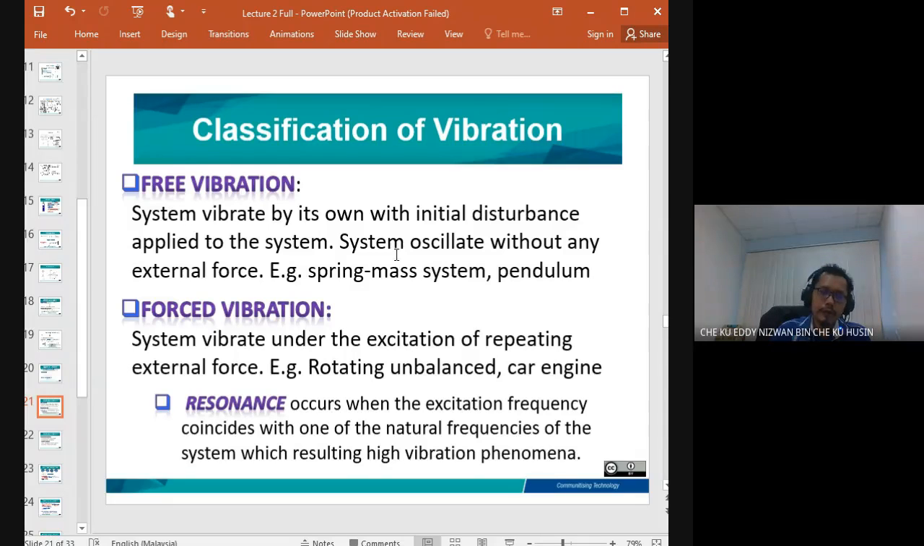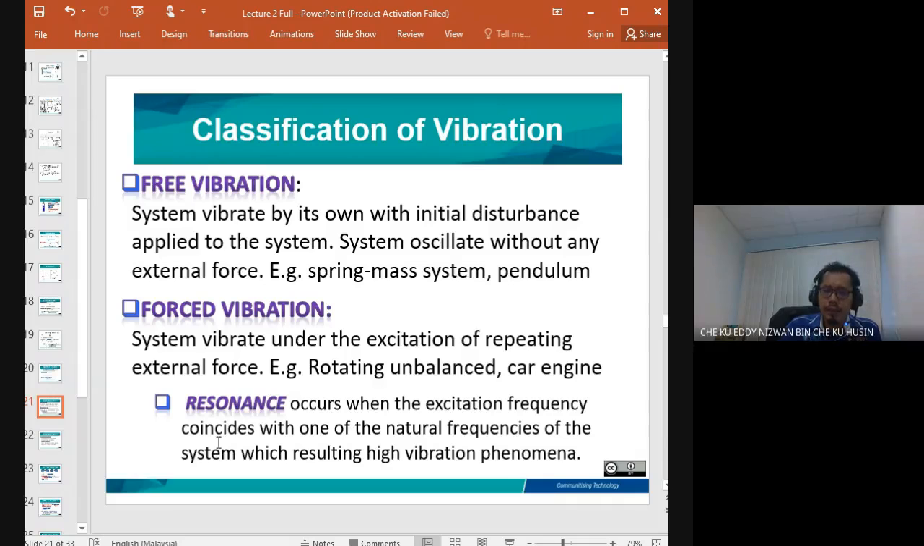Okay, so it's related to resonance. Resonance phenomena we can define as when the excitation frequency coincides with one of the natural frequencies of the system, and then it can create high vibration. That's the phenomenon we call resonance. So resonance is something that we don't want to happen.